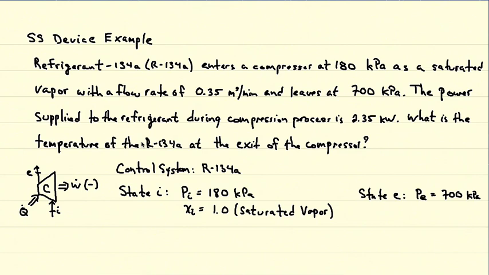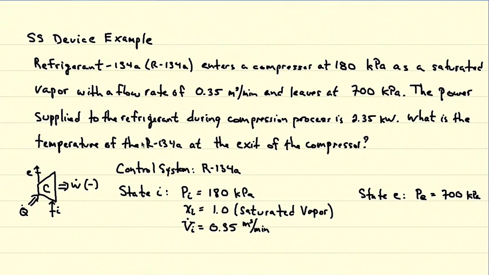Now, there's one other piece of information that we're given at the inlet state. We're told that the inlet R134A has a flow rate of 0.35 cubic meters per minute. It's very important that we pay close attention to the units here because we're not told, for example, that that's a volume flow rate. It's only by virtue of the units that we know that it is a volumetric flow rate as opposed to a mass flow rate. And because we're dealing with a volumetric flow rate, it's important to specify that that's the inlet volumetric flow rate.